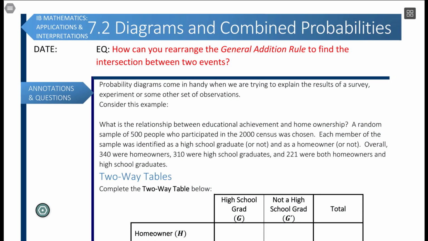Hey everybody, today we're going to continue topic 4 by looking at diagrams and combined probabilities. So our EQ for today: how can you rearrange the generalization rule to find the intersection between two events?